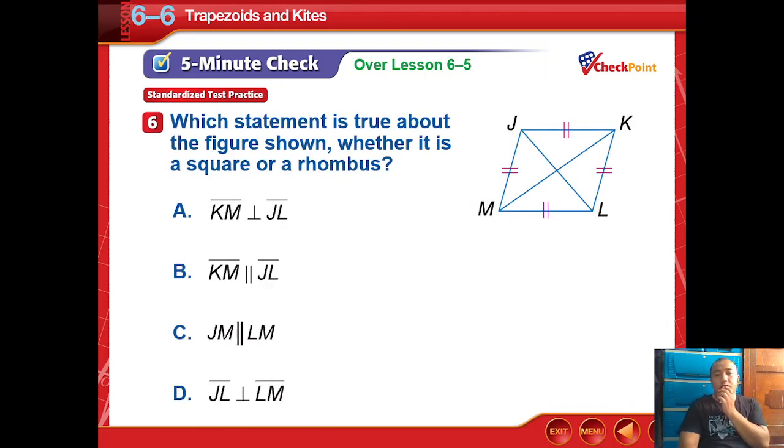Which statement is true about the figure shown, whether it is a square or a rhombus? A. KM is perpendicular to JL. B. KM is parallel to JL. C. JM is parallel to LM. D. JL is perpendicular to LM. So answer A is the correct answer. KM is perpendicular to JL. Yes, the diagonals of a rhombus are perpendicular.